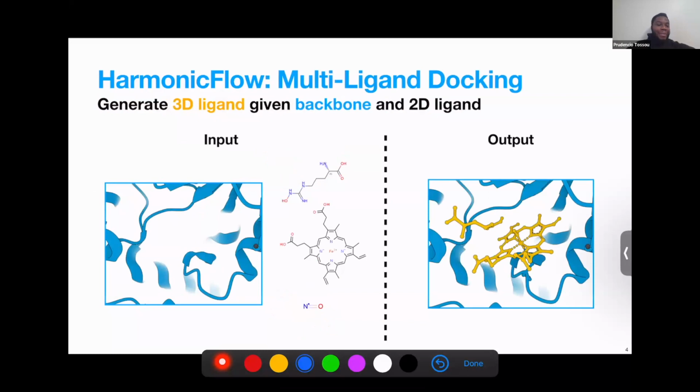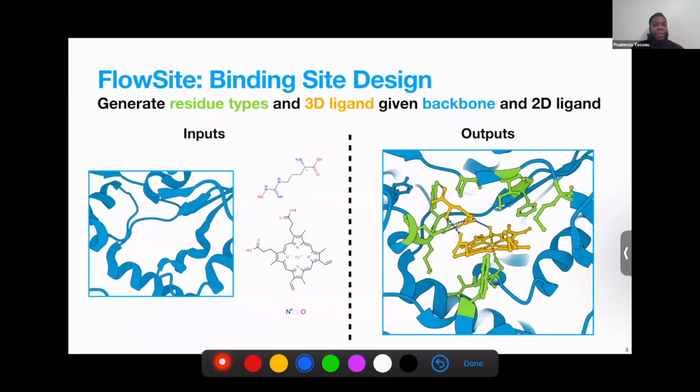Prudencio, what's the question? Yes, in the previous figure, I was wondering, why do you consider the heme as part of the ligand instead of a constraint of the input? I know the position can change, but it's less flexible than the actual ligand, right?